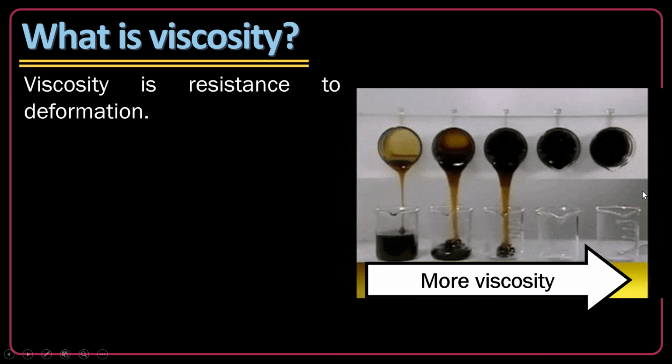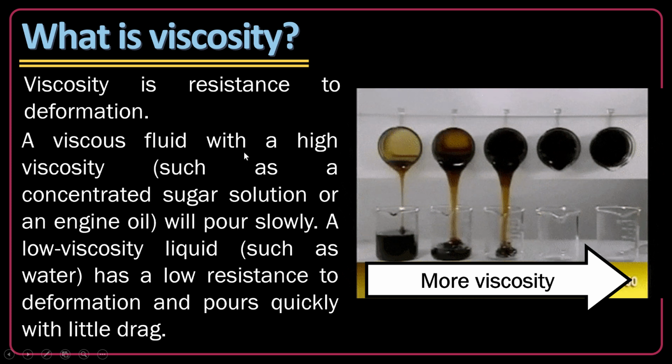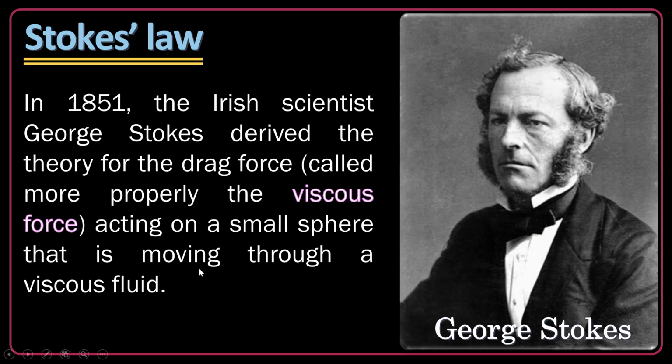Look at this animation. From left to right, the liquids are pouring slowly, and slowly, and slowly. The last almost is not pouring. So a viscous fluid with a high viscosity, such as a concentrated sugar solution or an engine oil, will pour slowly. A low viscosity liquid, such as water, has a low resistance to deformation and pours quickly, with little drag force. Okay, let's continue with Stokes' law.